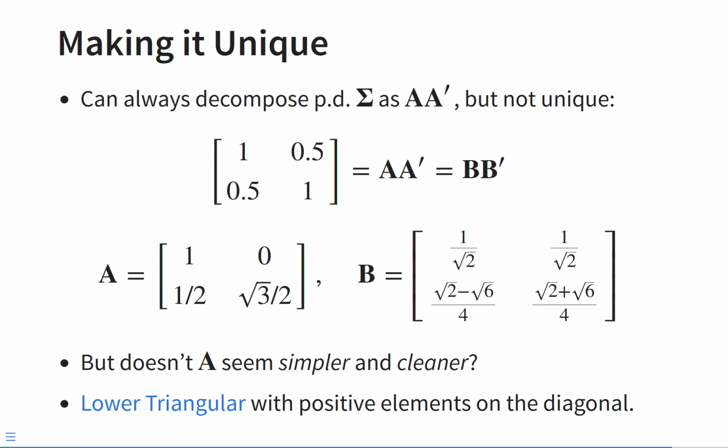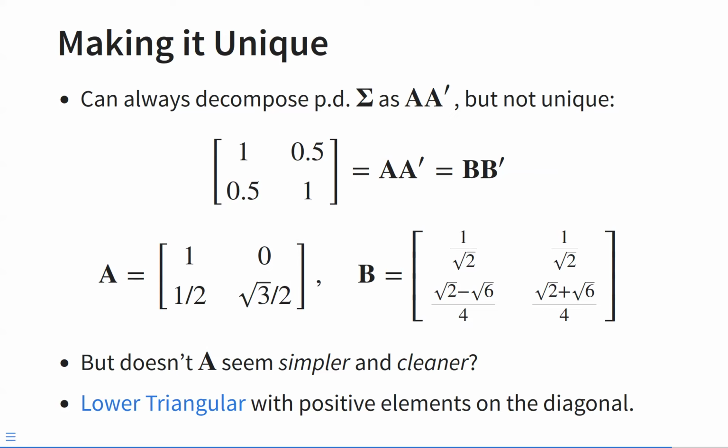I kind of like A better. And what do I like about A in particular? Well, what I like about it is that it's lower triangular. If you're not familiar with the term, you can click on the link here to read more. But this is a lower triangular matrix, A, and it has positive elements on the diagonal. I like that. That's nice and simple.